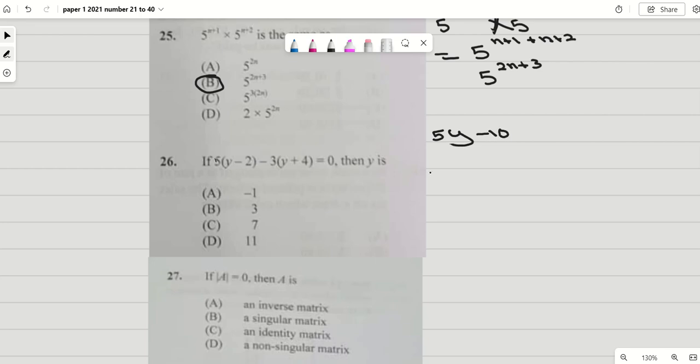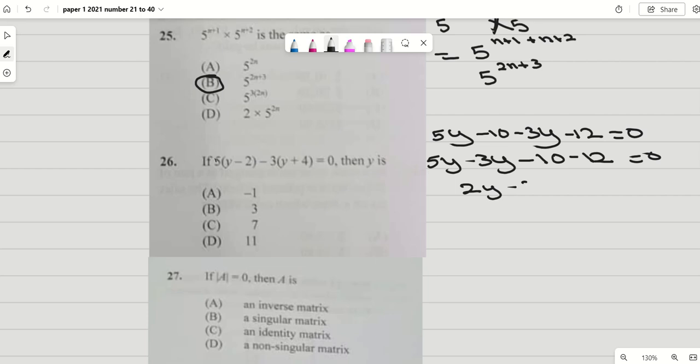And then minus 3 by y is minus 3y, and minus 3 by 4 is minus 12, equals 0. So you have 5y minus 3y minus 10 minus 12 equals 0. So you have 2y minus 22 equals 0. I could see from here your answer would be D, but let's show it. 2y equals positive 22, so y equals 22 divided by 2, which equals 11. So your answer would be 11.